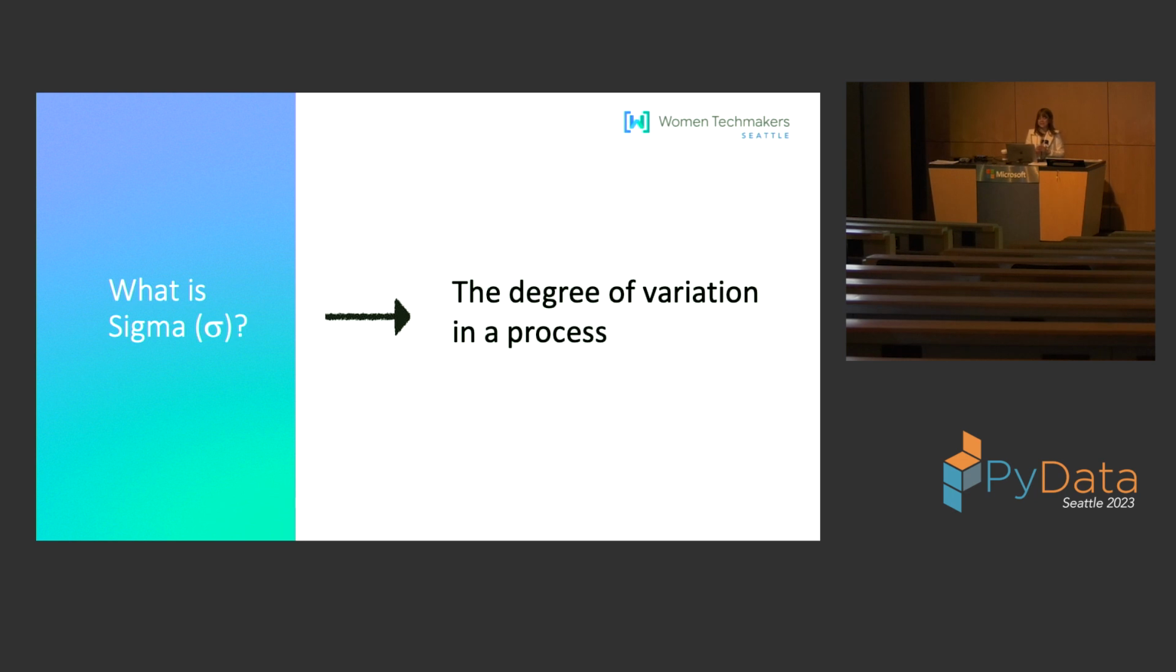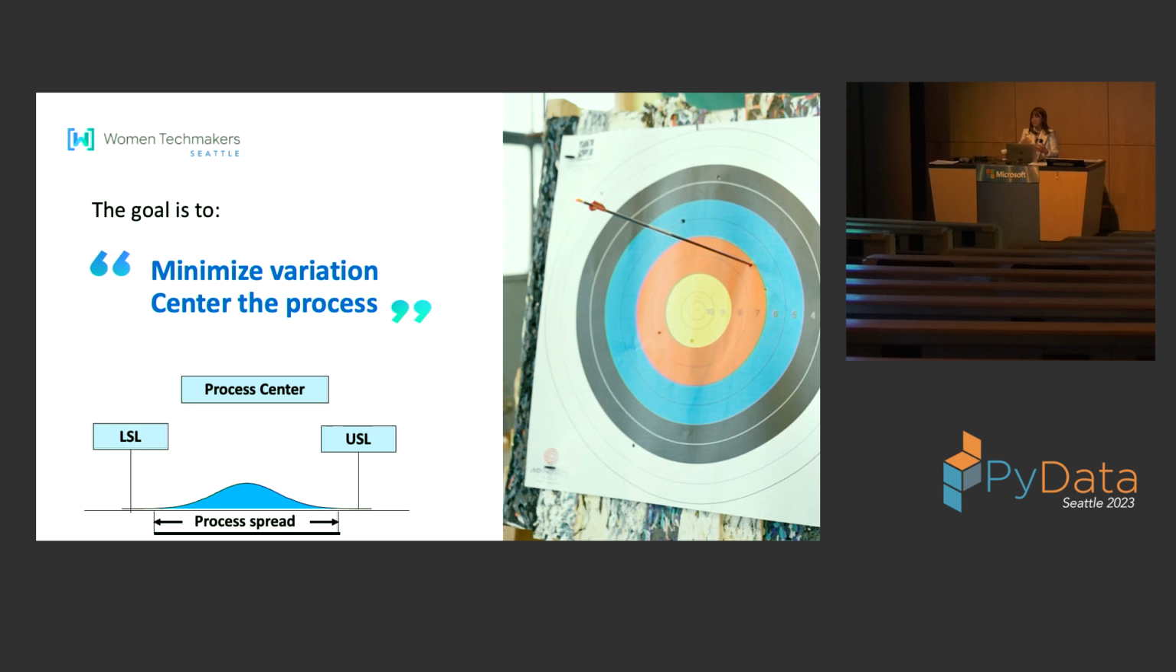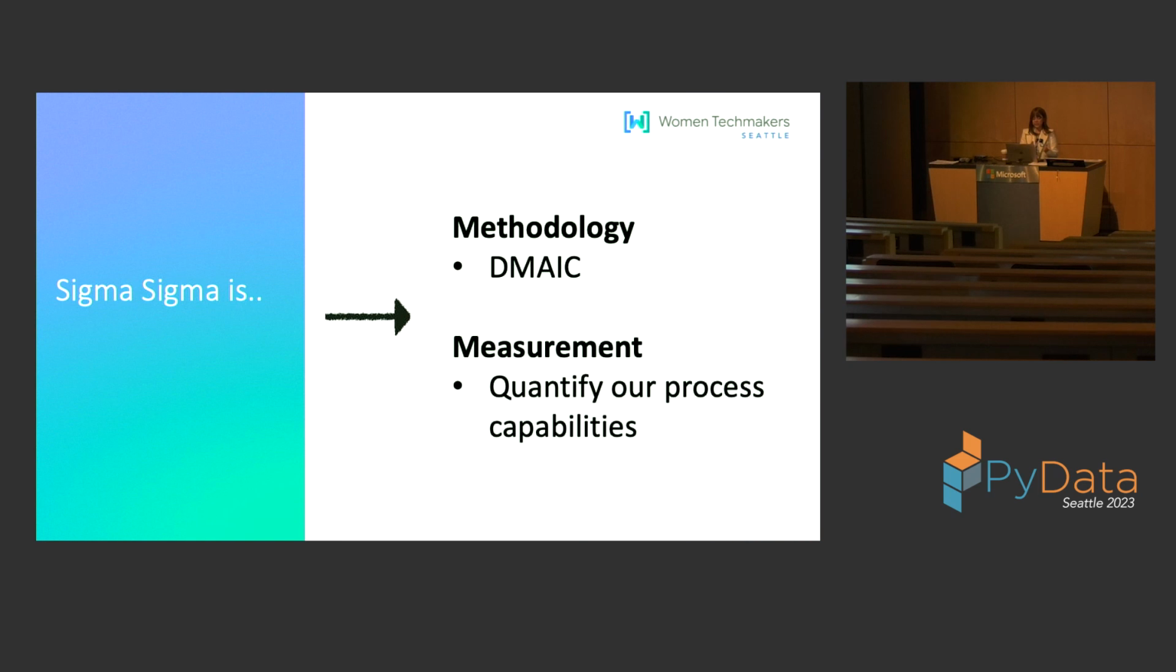And so what is Six Sigma? It is the degree of variation in a process. In Six Sigma, we focus on and measure the defects and the variation of our processes, so we can create projects for continuous improvement. The goal is to minimize variation and to center the process. Six Sigma requires the DMAIC methodology, which means define, measure, analyze, improve, and control.